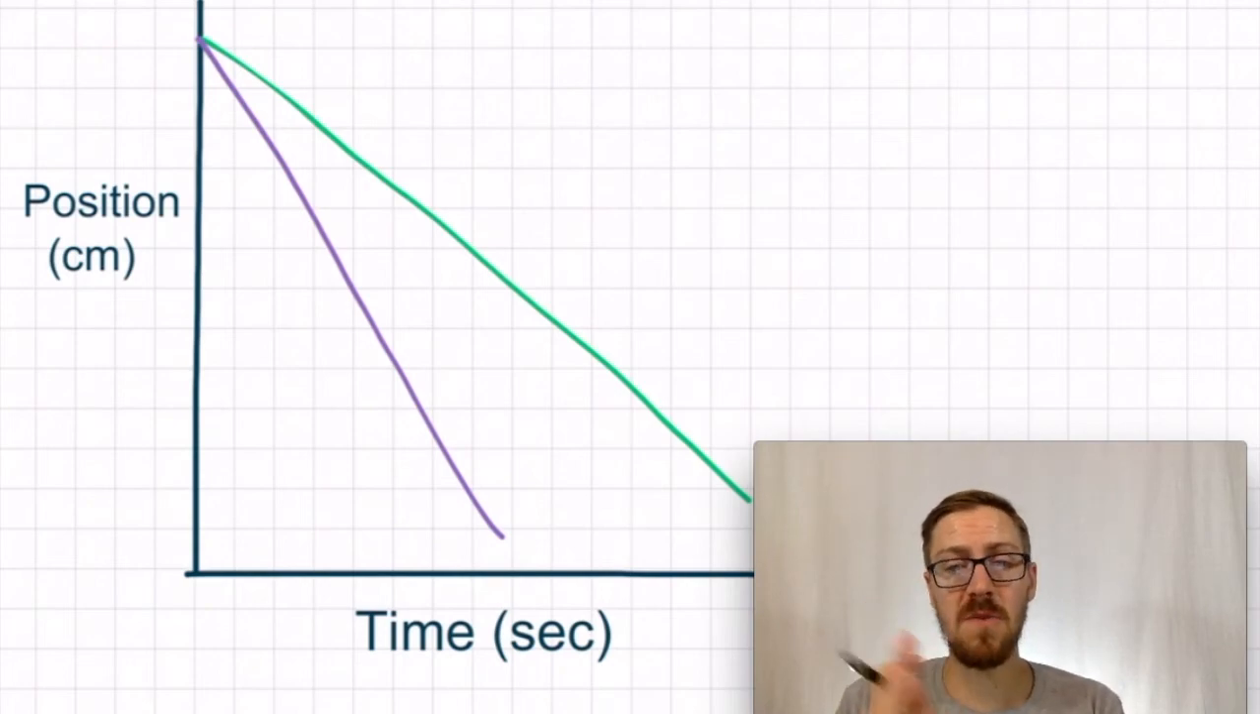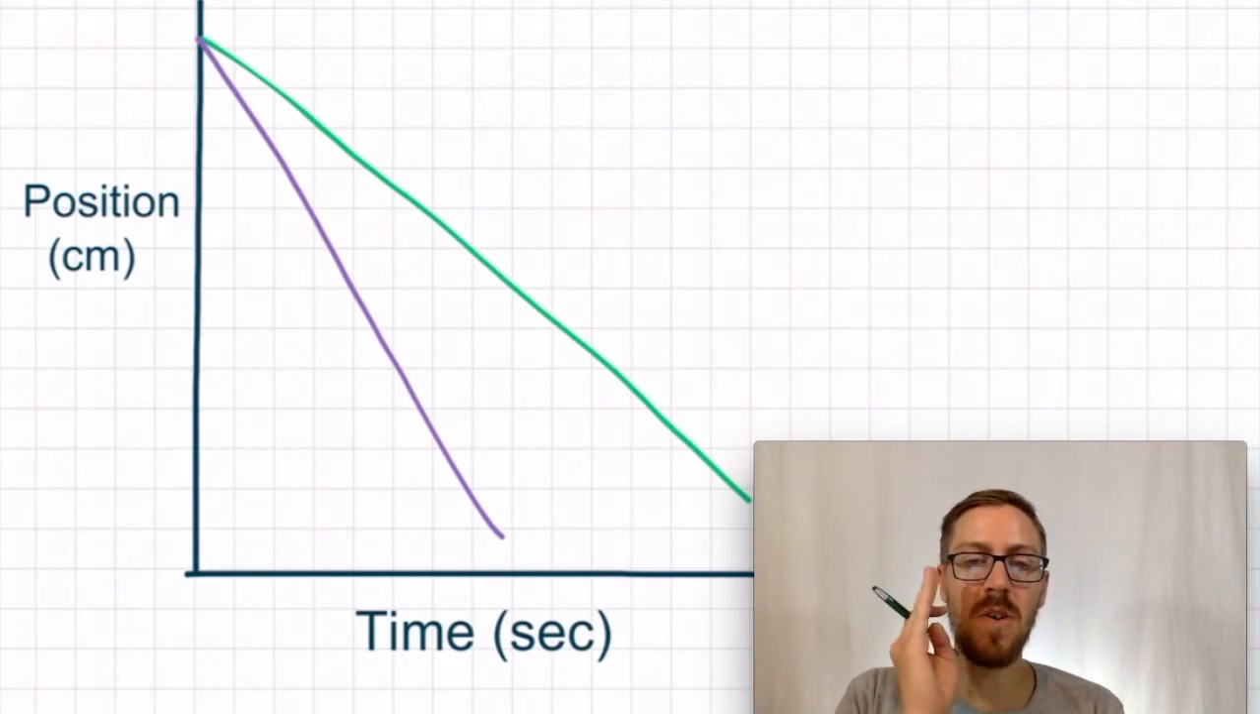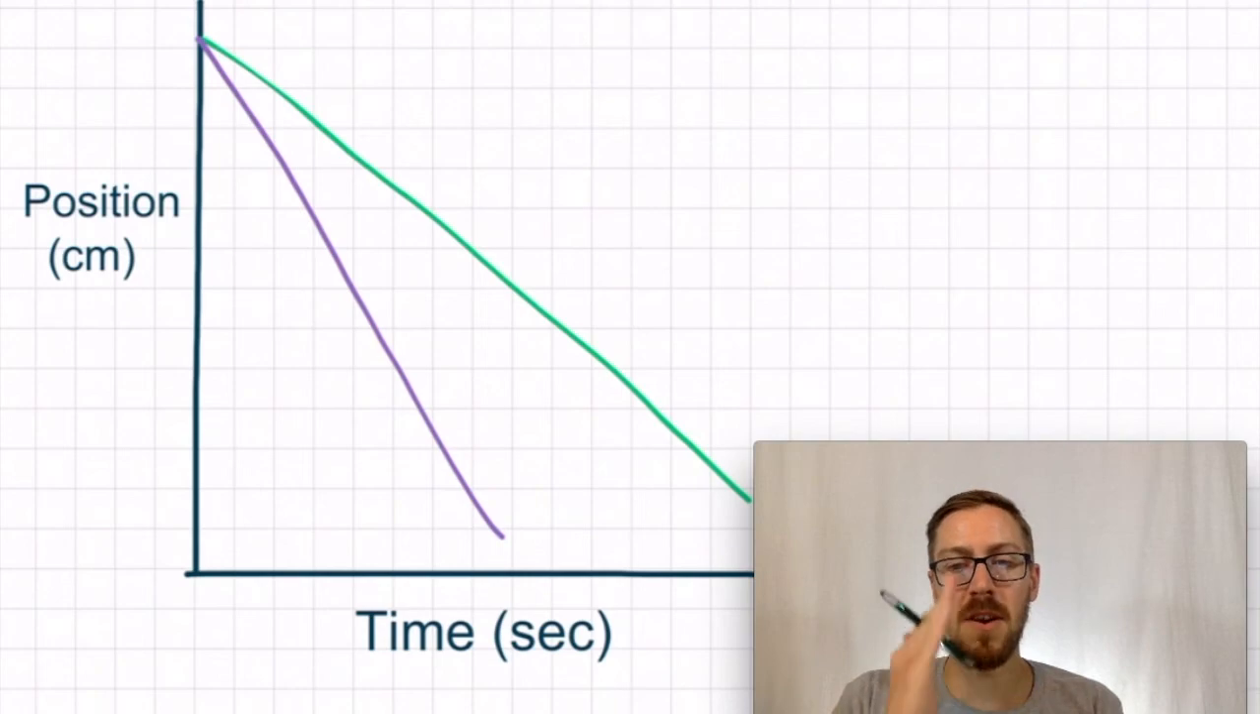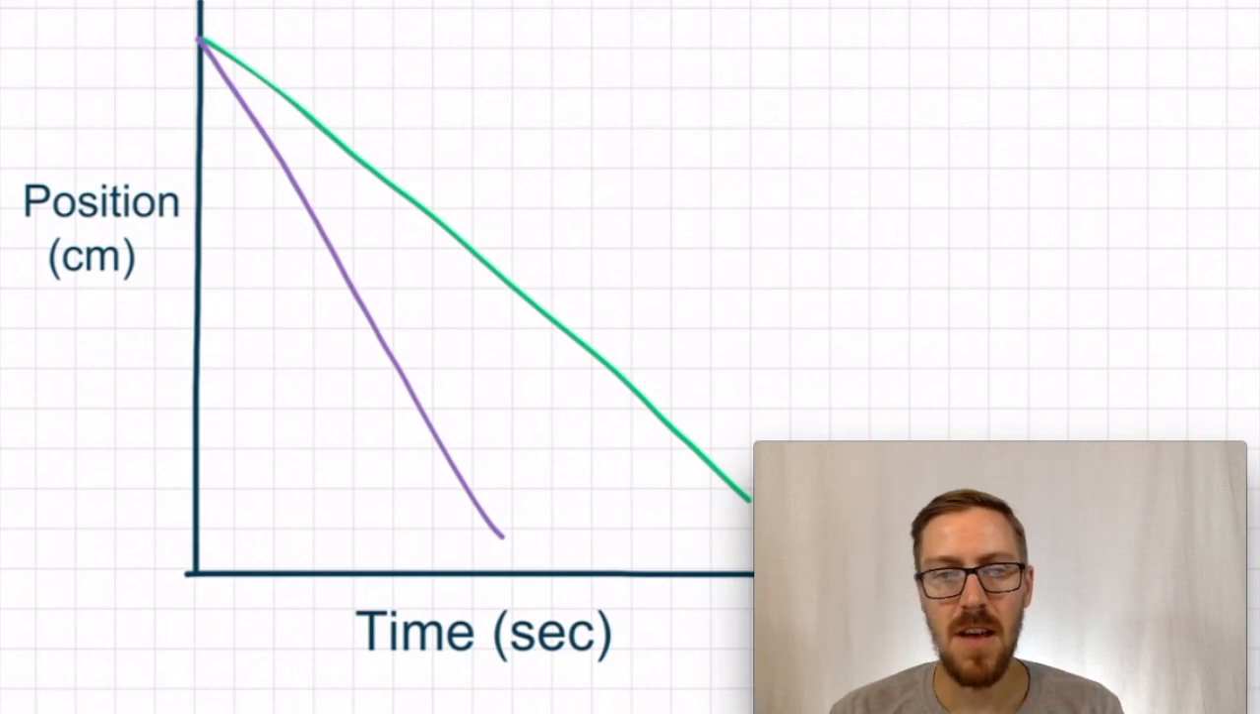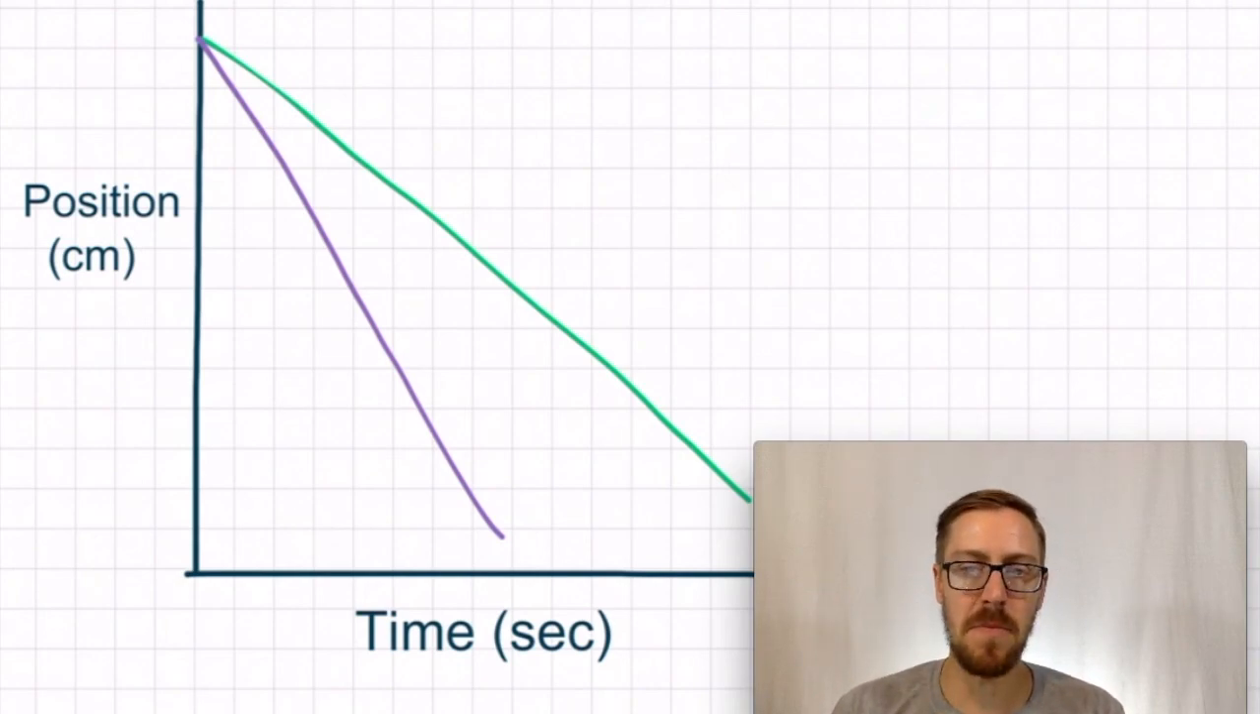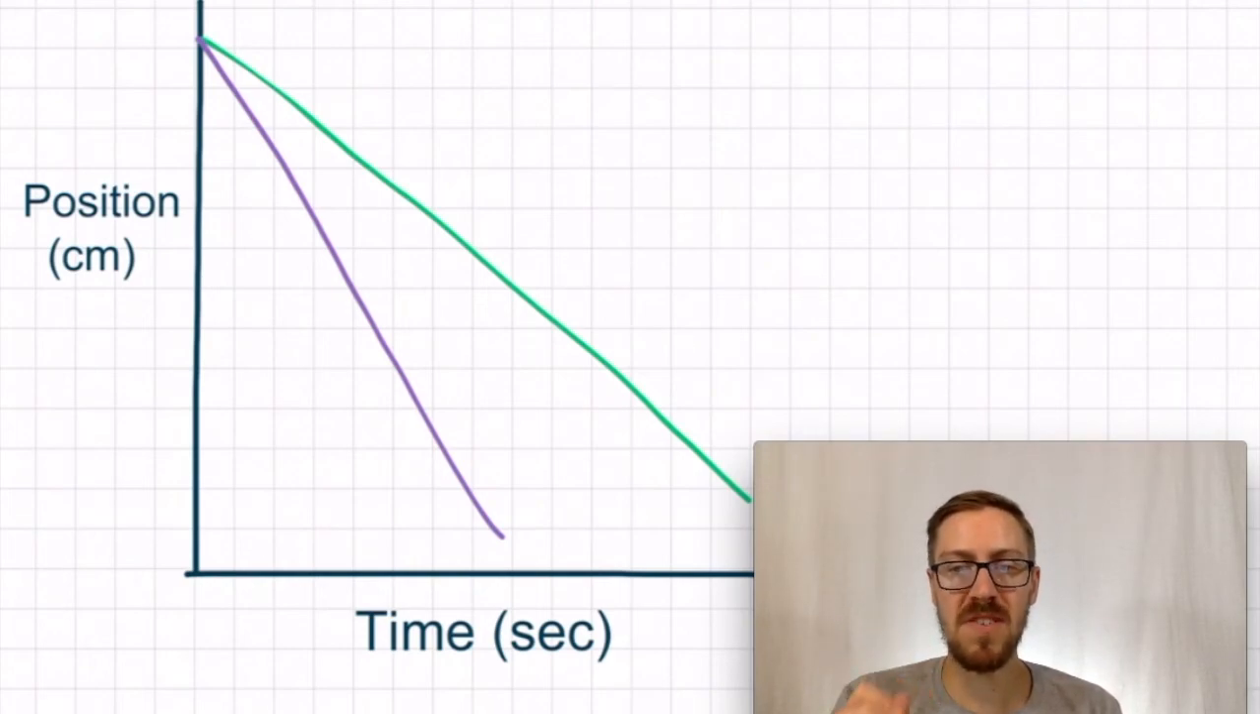Another option I could use is this one. That is also going down, which means it's also going toward our observer, but our slope is steeper than our last example, which means it's faster. So if I was going to put this example, the purple example, in words, I would say this object is moving toward our observer at a high rate of speed, quickly, towards, fast.